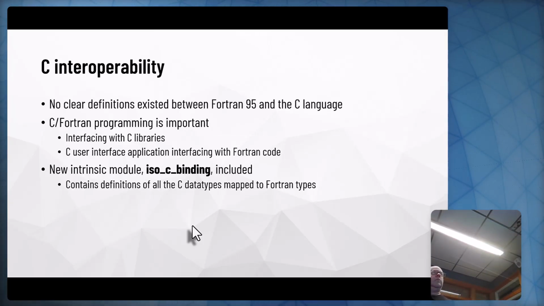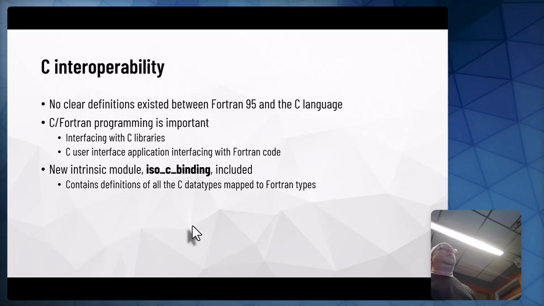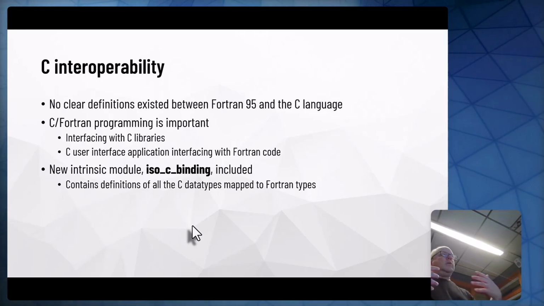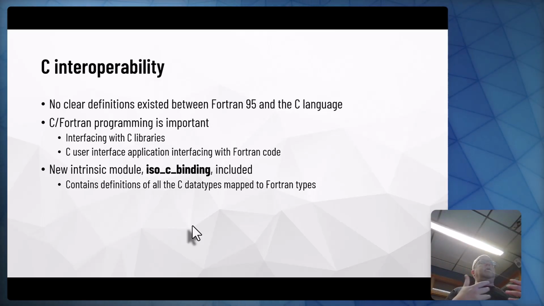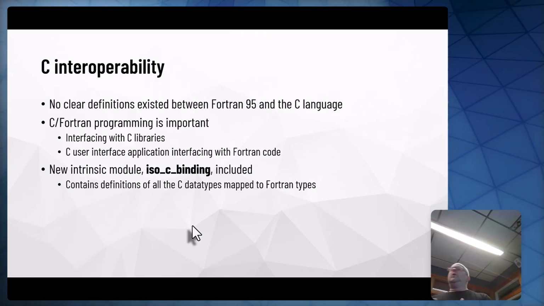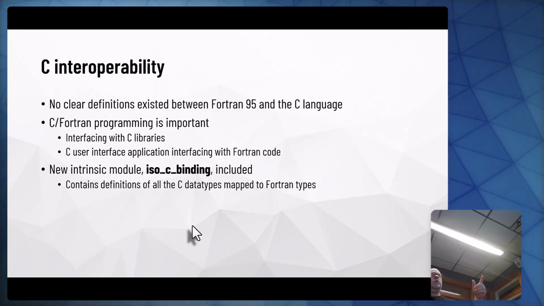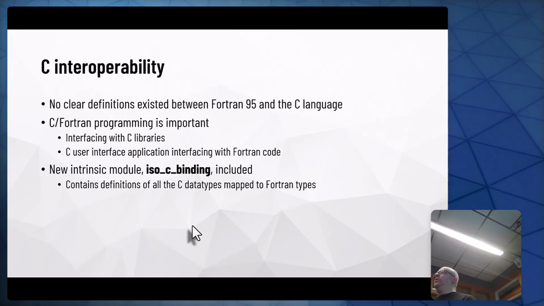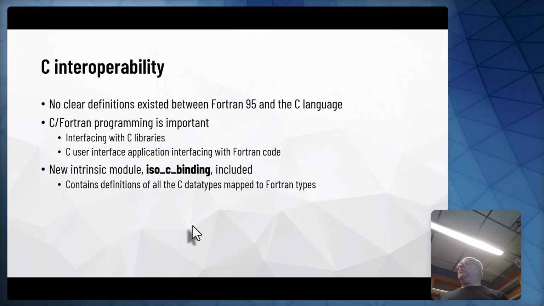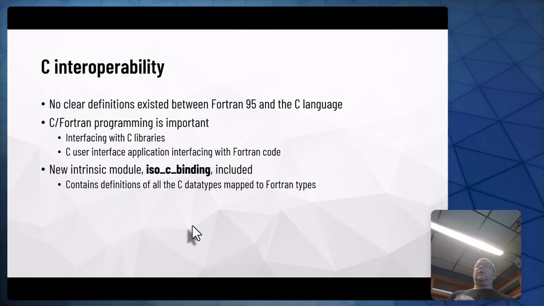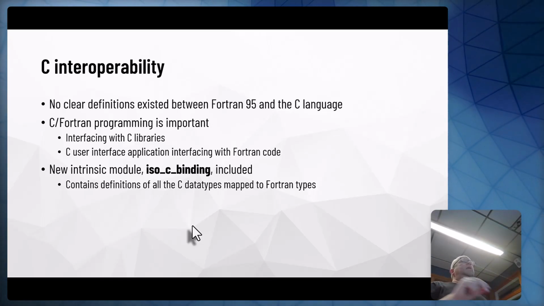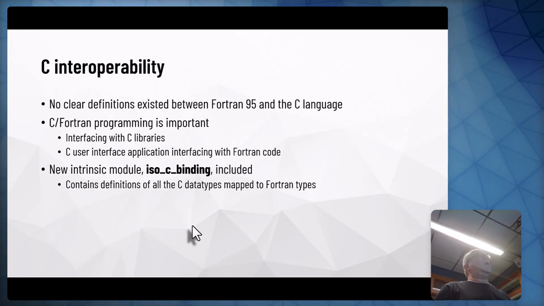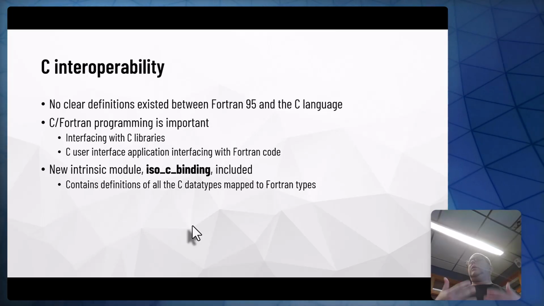C interoperability sounds like it should be easy because you have, for example, the GCC compiler with a C compiler and a Fortran compiler, but actually the standards haven't had clear definitions on the data types. And that is something that has been added also in Fortran. There is a module called ISO C binding. If you use that, you will get all the C data types available to you. So then you can actually declare the exact data type in C in Fortran. And that makes your life much easier if you want to link C and Fortran programs together.